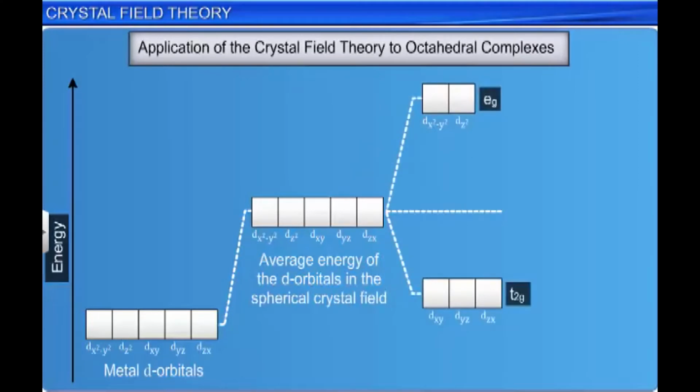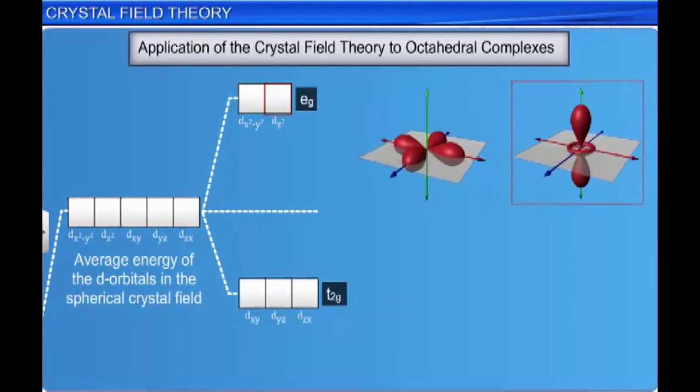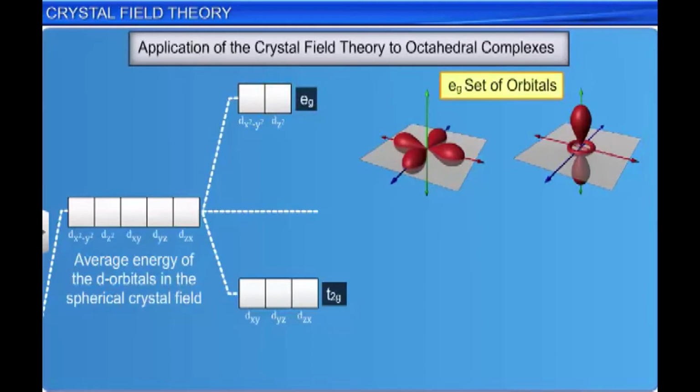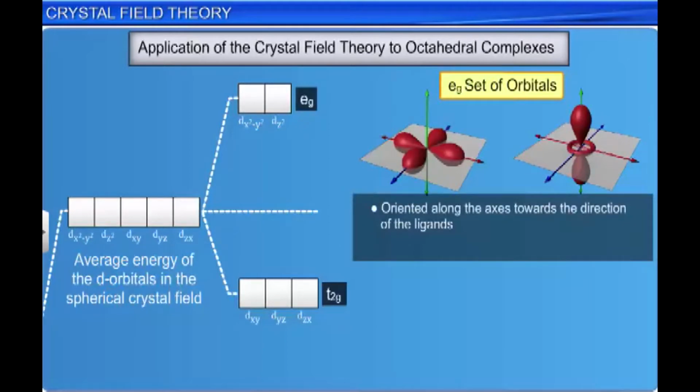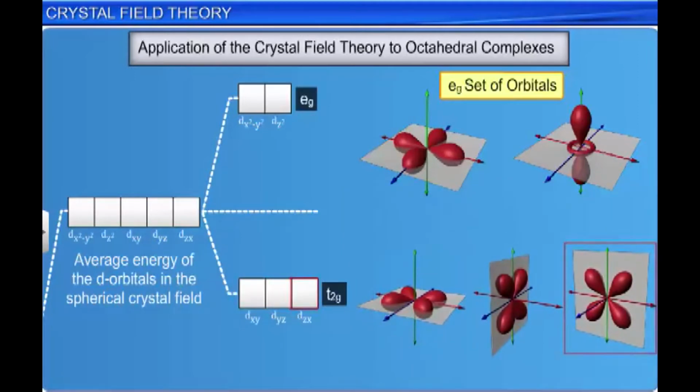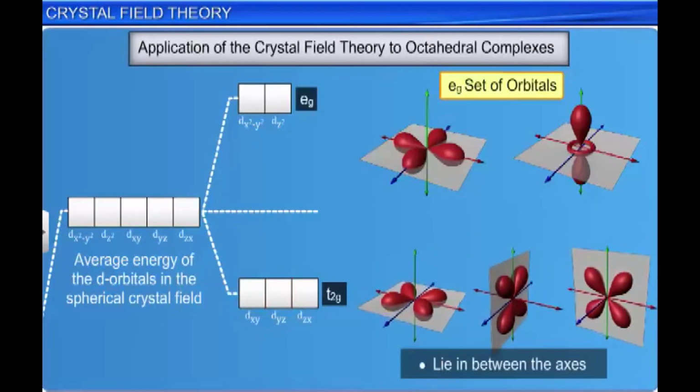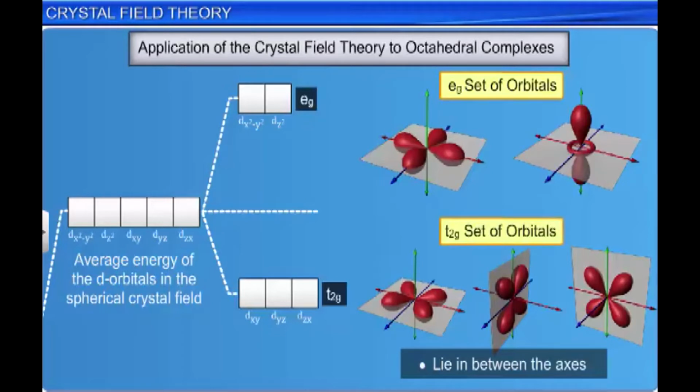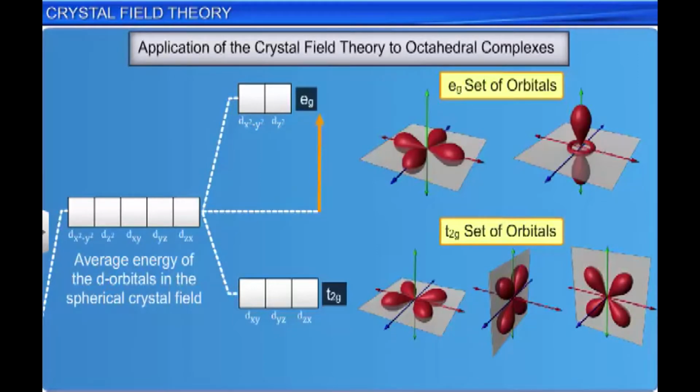However, out of the 5d orbitals, 2 orbitals, that is dx²-y² and dz² orbitals, which are collectively known as the Eg set of orbitals, are oriented along the axes towards the direction of the ligands. Thus, the Eg set of orbitals will experience more repulsion than the remaining 3 d orbitals, that is dxy, dxz and dyz, which lie in between the axes. These 3 d orbitals are collectively known as the T2g set of orbitals. Consequently, the energy of the Eg set of orbitals increases while that of the T2g orbitals decreases relative to the average energy in the spherical crystal field.